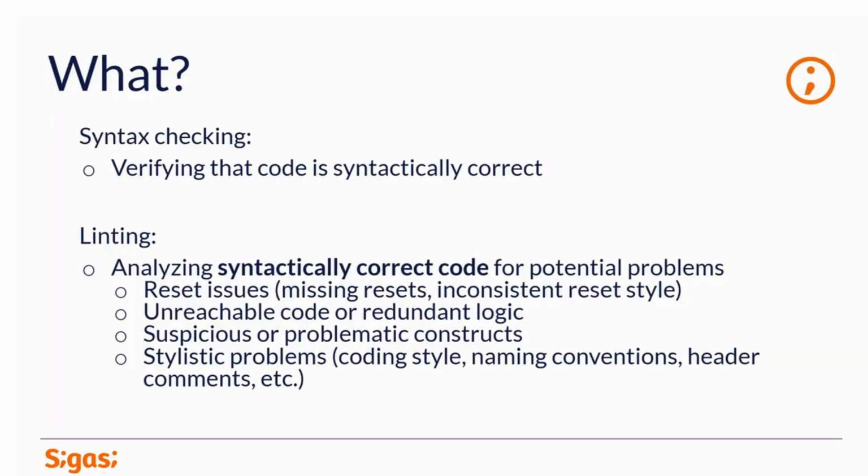For example, reset issues like missing resets or inconsistent reset style, unreachable code or redundant logic that doesn't need to be there, suspicious or problematic constructs that might behave differently than you expect, or stylistic problems such as coding style or naming conventions. So in short, syntax checking makes sure your code is valid, while linting makes sure your code is good.